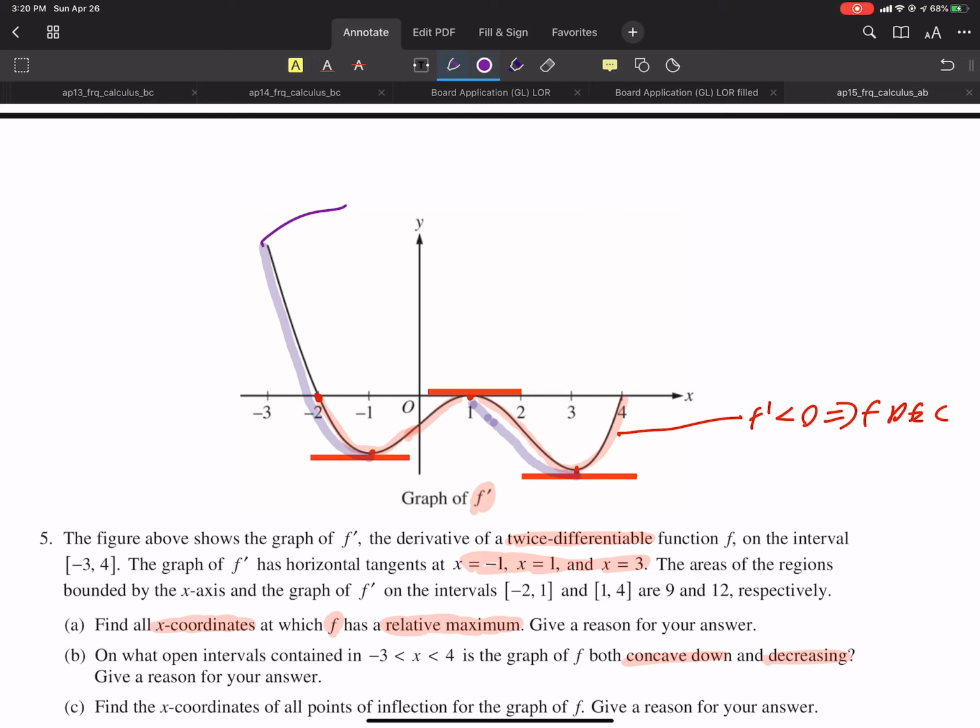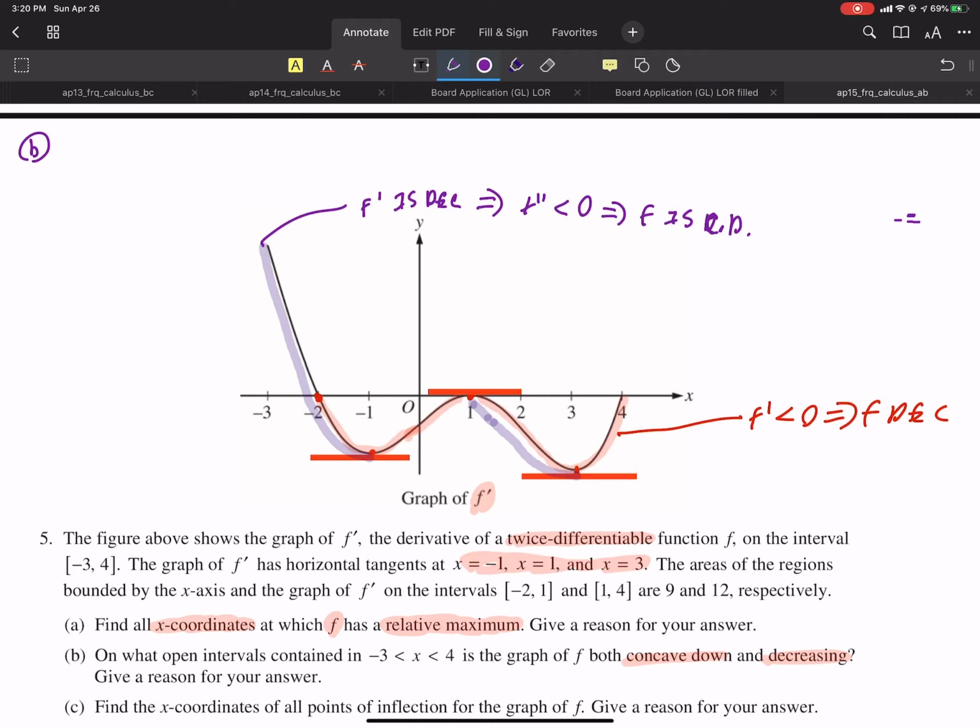So here's the logic. In those pink sections, f prime is decreasing, implying that f double prime is negative, implying that f is concave down. So that's what we have to write, the actual justification, the explanation. So we're going to do that. I wish I left myself more room, but I got an idea. I'm going to do the purple part first.